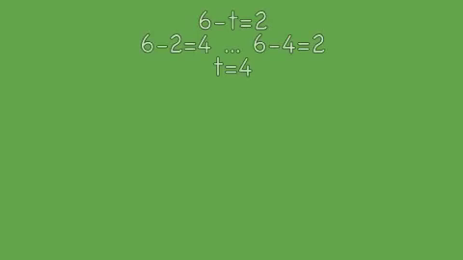Show me how to subtract a variable. Okay, 6 minus t equals 2. To find the missing number, an easy way to do it is to subtract 2 from 6. You get 4. 6 minus 4 equals 2. Wow.